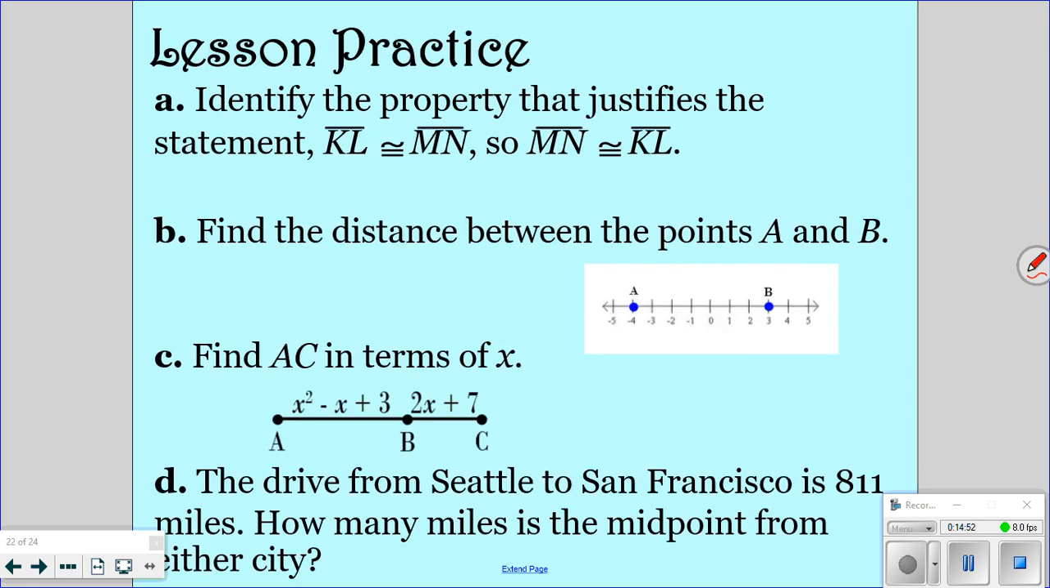So now we're going to look at some practice problems. So again, I want y'all to pause the video on these and try them by yourself, and then unpause the video and we can go over them. So identify the property that justifies the statement. KL is congruent to MN, so MN is congruent to KL. That is going to be the symmetric property of congruence.